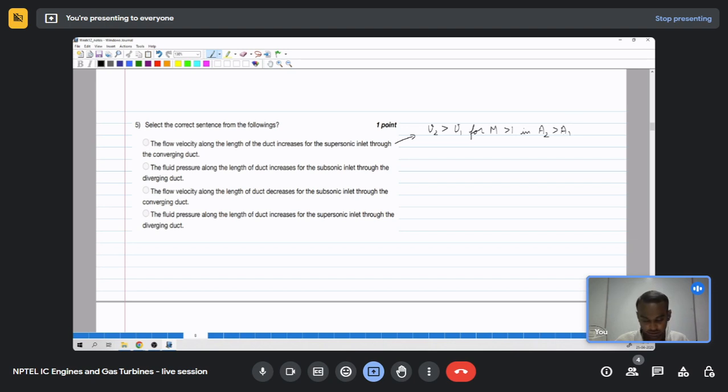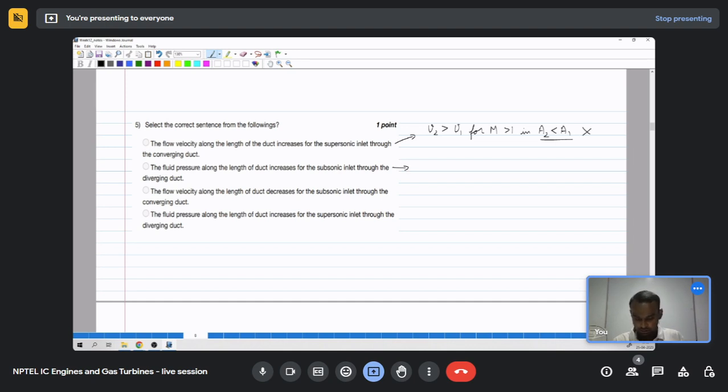Sorry, it is a converging duct. So converging duct means area 2 is less than A1. Converging duct, yeah. So when in a converging duct for supersonic flow, it will act as a diffuser. So for diffuser, the velocity V2 will be less than V1. So this statement is wrong.